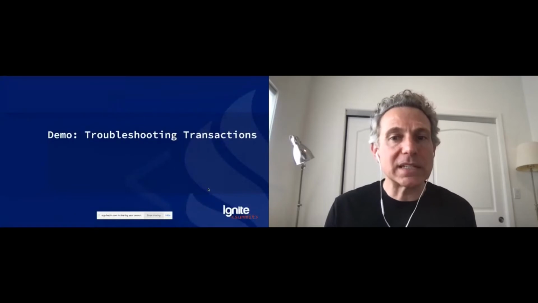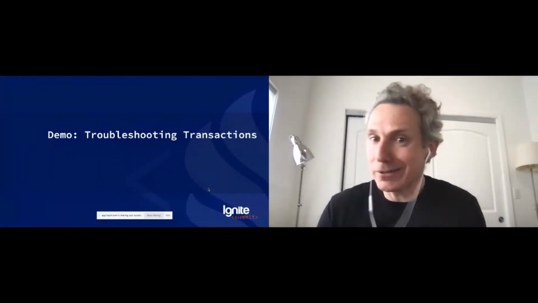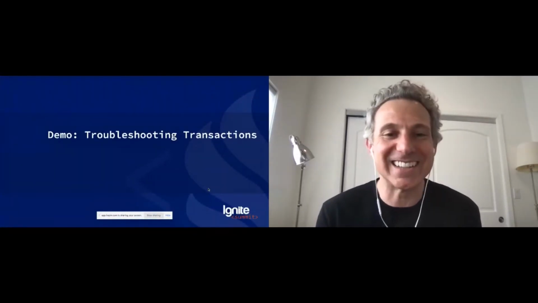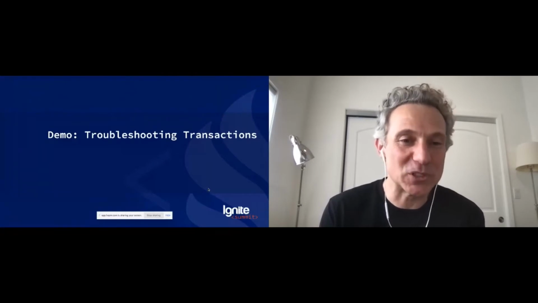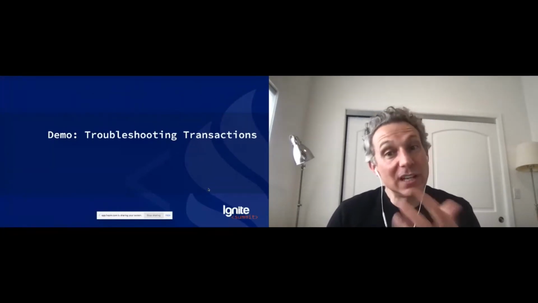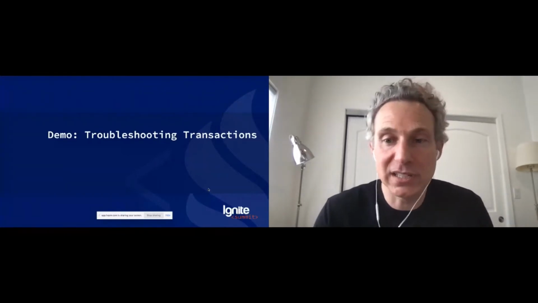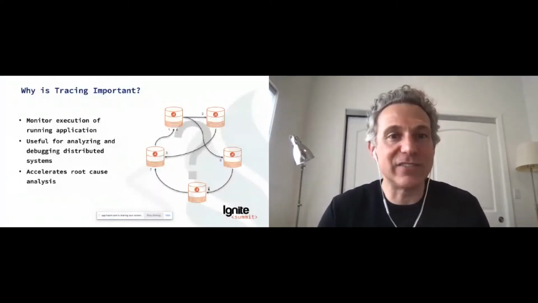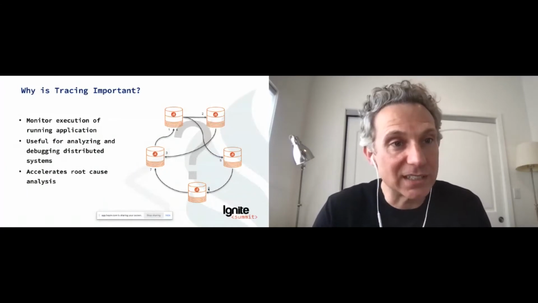So those are some of the basic features that we're not really going to get into, but now let's get into some things that we're going to troubleshoot. Specifically, let's think about how we can troubleshoot poorly running transactions. To do that, we're going to look at tracing.